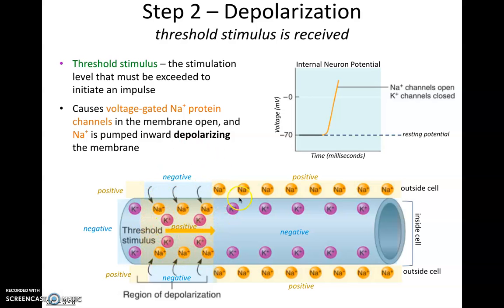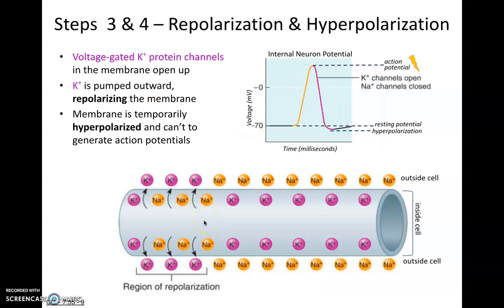Here's our action potential traveling down the membrane. Okay, so we did that. However, now we've got to repolarize the membrane so that we can get back to resting potential. Once those potassium ion protein channels, the voltage gated ones, open back up, potassium is pumped back outwards and we balance and we repolarize the membrane.